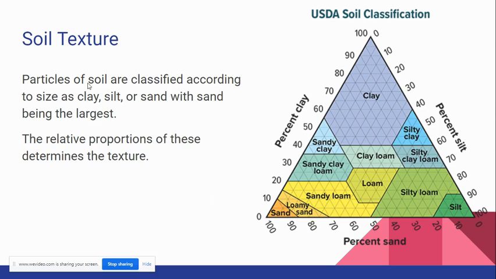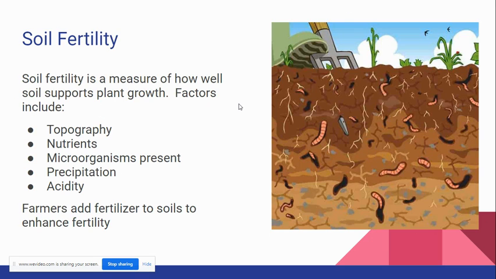Soil texture. Particles of soil are classified according to their size: clay, silt, or sand, with sand being the largest. Clay is very small. Silt is very small as well. And so we can take a look at the relative proportions of these to determine what the texture is. So sandy clay, so on, something called loam that we'll learn about. Silt is very fine particles, clay, and so on.